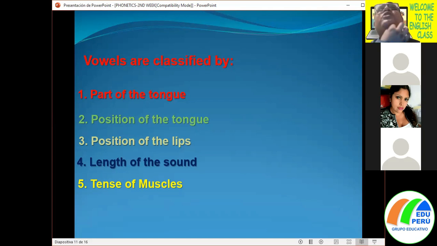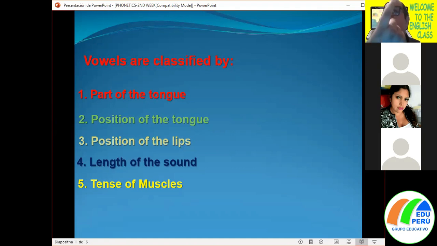For example, produce the vowel. Follow me, repeat after me. E, press a little bit with your fingers below your chin, all right? E, E, E. Could you feel the muscle? Yes? E, remember, E. If you could notice, the muscle here is tense.